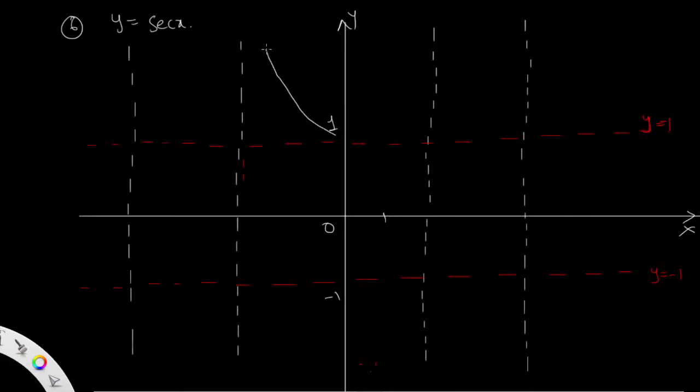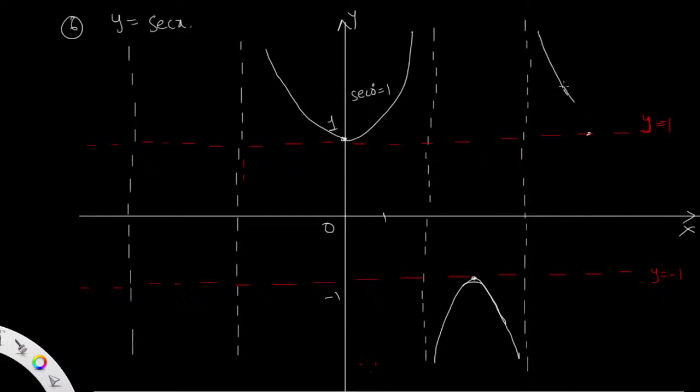So secant 0 is 1, so let us take this point, because secant 0 is equal to 1. So it is passing through like this. And similarly secant pi is minus 1, so the graph is drawn like this. Here minus 1, it is passing through the minus 1 value. And similarly secant of 2 pi is plus 1.